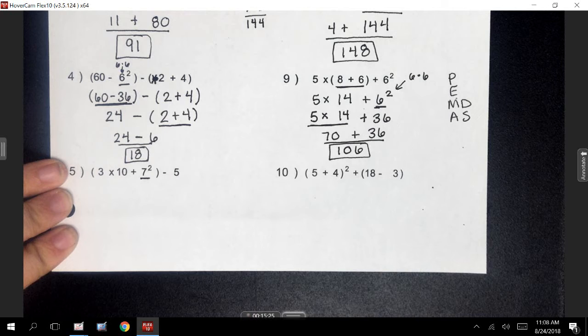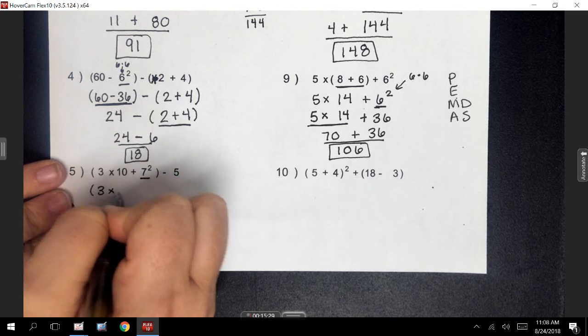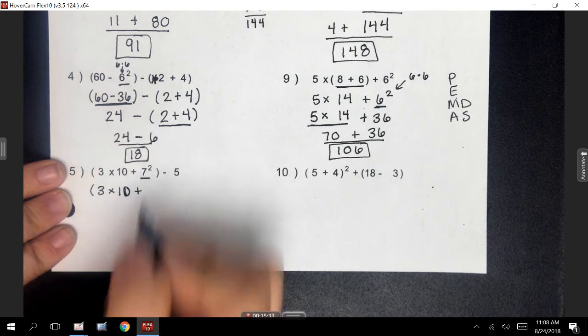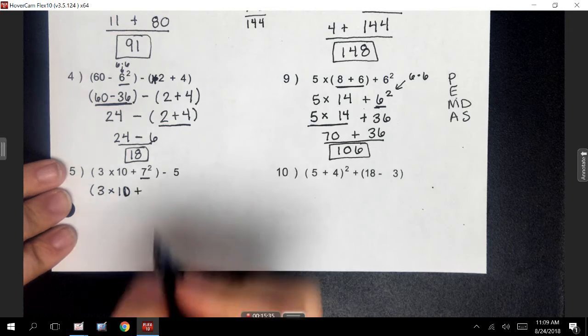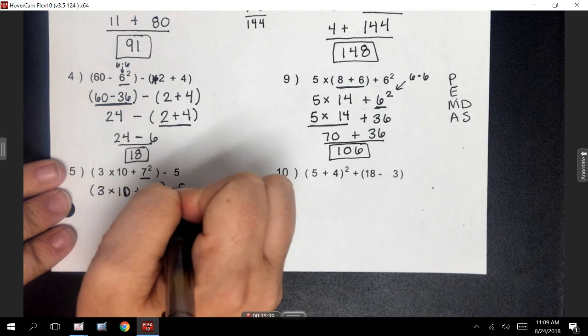Now this time, that's not the only thing in the parentheses. So we have to keep those parentheses symbols there until we just have one operation. All right, 7 to the second power means 7 times 7, which is 49 minus 5.